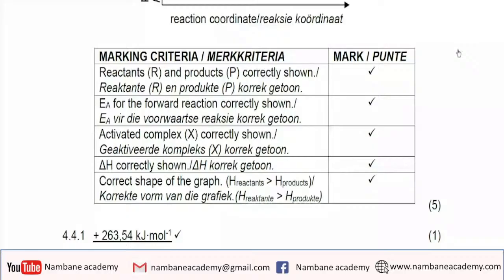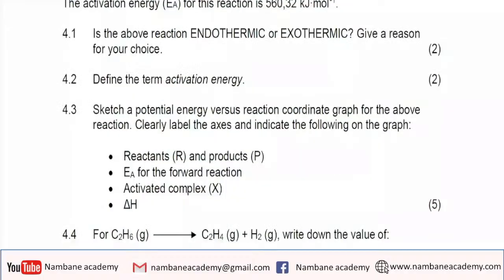Thank you, sir. I just wanted to ask, I'm more worried about question 4.4, the concept of a reversible reaction. If I understand correctly, it's introduced in grade 12. I'm not sure if it's prescribed for grade 11.